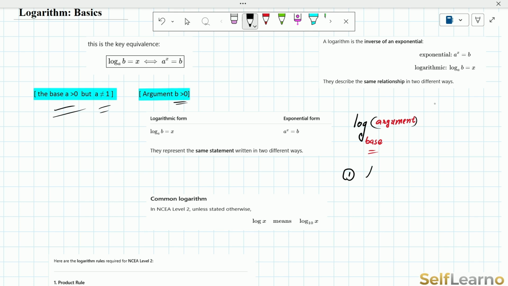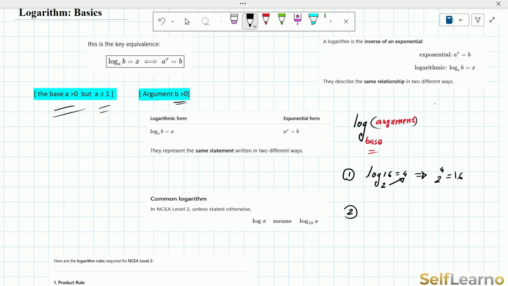See this, log with base 2, 16 is equal to 4. How can we convert this logarithmic form into exponential form is an easy task. 2 to the power 4 is 16 and it is true, right?